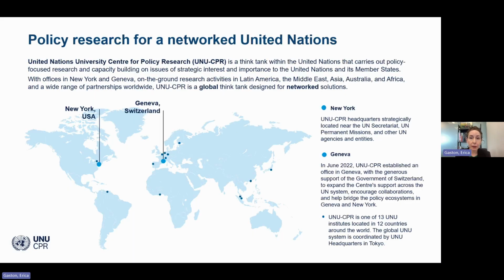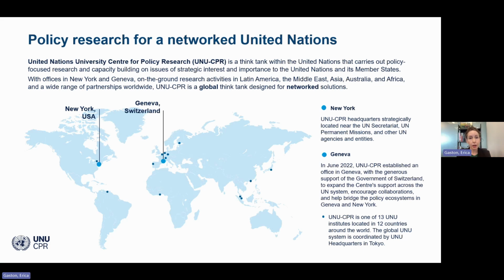So just to give you some background, a lot of people aren't as familiar with United Nations University, which is one of the UN agencies within the overall UN system. It works by having a number of institutes globally around the world. UNU CPR is one of 13 institutes that are located in 12 countries around the world. Many are housed within academic institutions. This is in line with the mission for UN University to be a bit of a bridge between academia and the UN system.